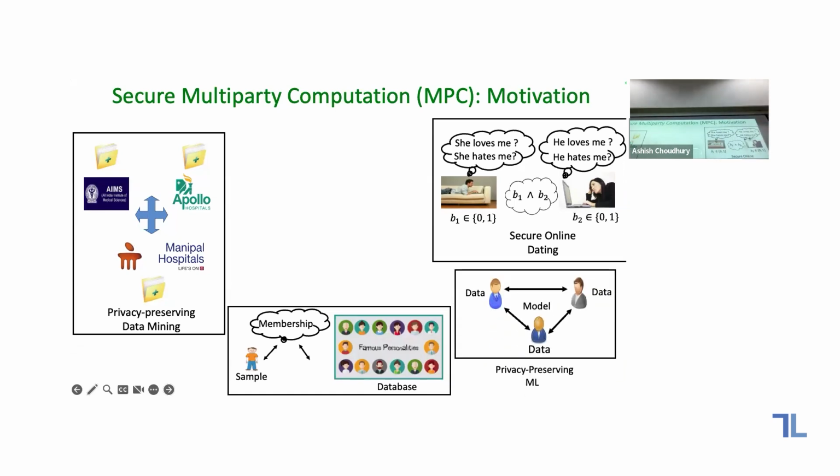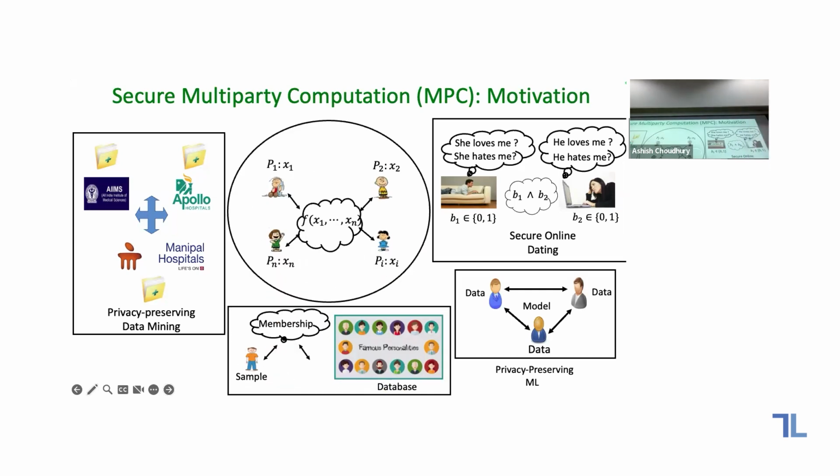Or consider the problem of privacy preserving machine learning, where we have a group of data owners with their own private data, and together they would like to collaborate to develop a machine learning model, but in the process, they do not want to reveal their individual data to each other. All these problems can be abstracted by the general problem of multi-party computation, where we have a bunch of data owners with their private data, and there is some publicly known function f, and together they would like to securely compute the output of this function without revealing their individual inputs to each other.